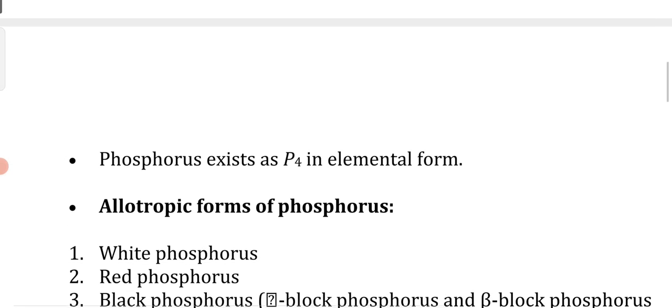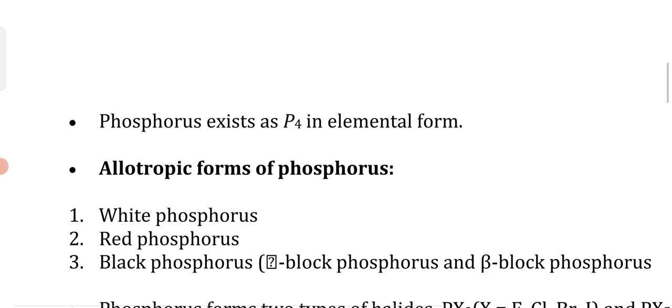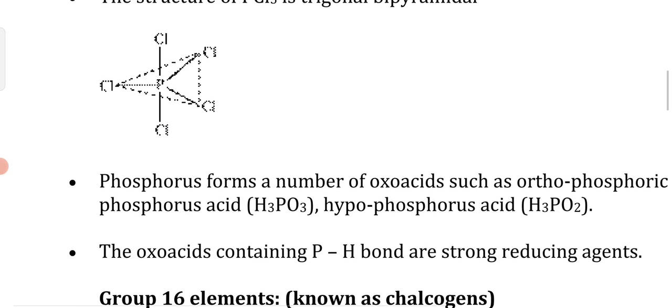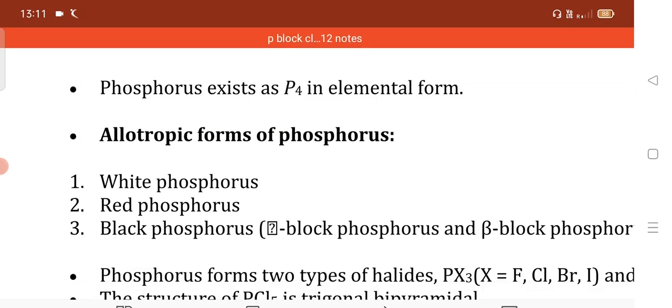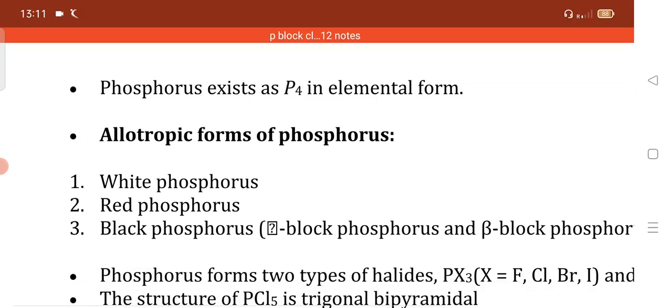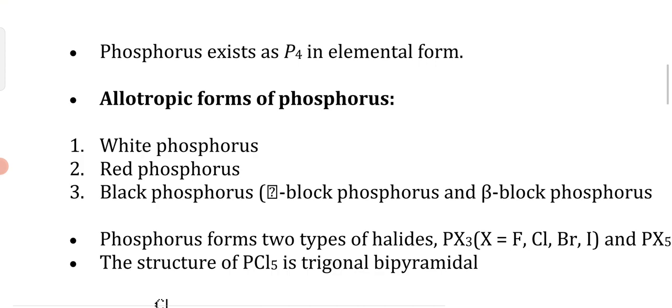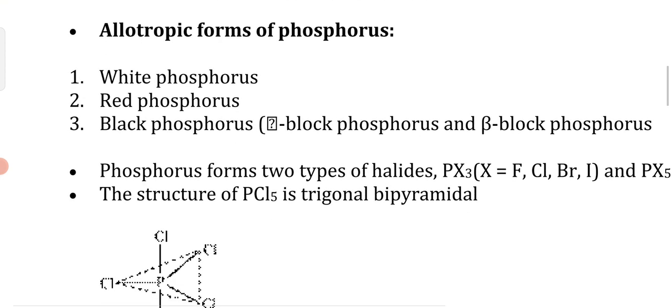Next we come to phosphorus. Nitrogen we have already discussed. In the case of phosphorus, we have to know some allotropes: white phosphorus, red phosphorus and black phosphorus. And phosphorus forms two kinds of halides, PCl3 and PCl5, which we have already seen.